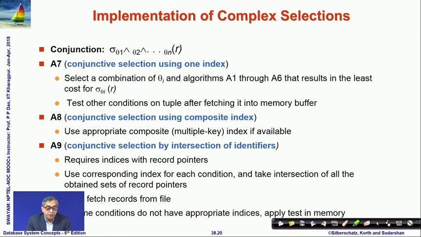Or we can do conjunctive selection by intersection of identifiers, which requires indices with record pointers. We will use the corresponding index for each condition and then fetch the records, which is simple to understand.